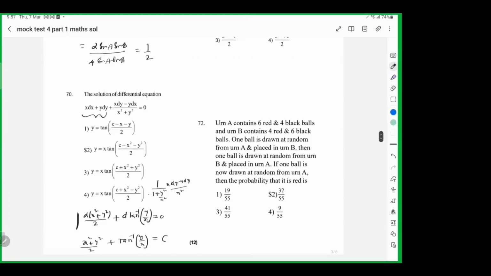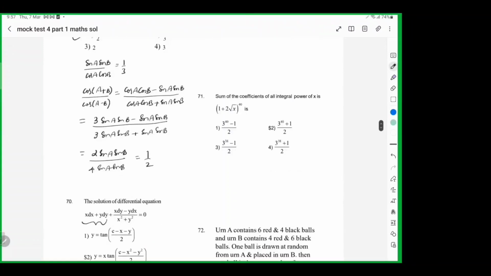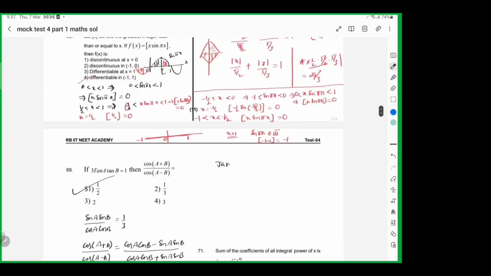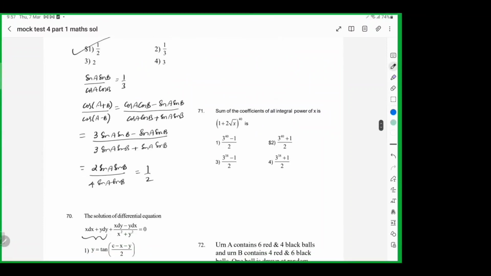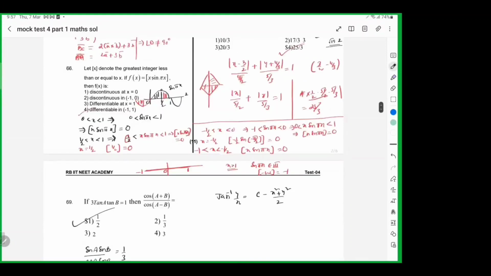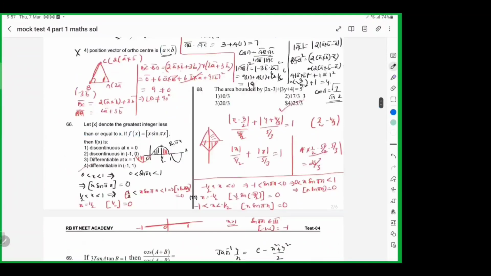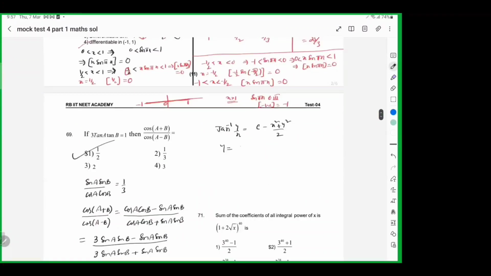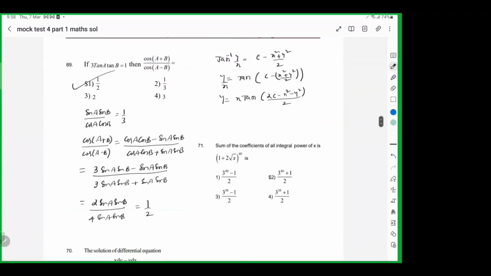To get the answer, tan inverse y by x is equal to c minus x square plus y square by 2. So here it is y is equal to tan of c minus x square plus y square by 2. Y is x tan 2c minus x square minus y square by 2.